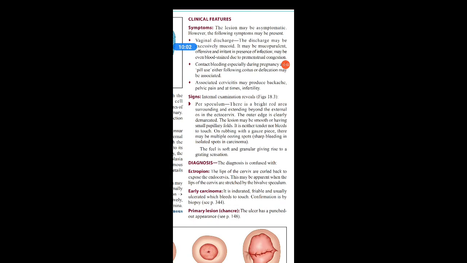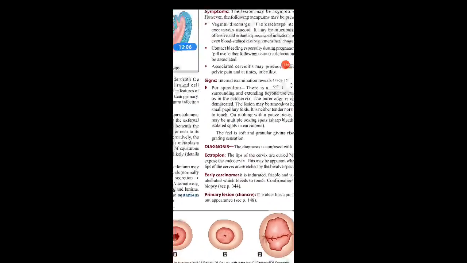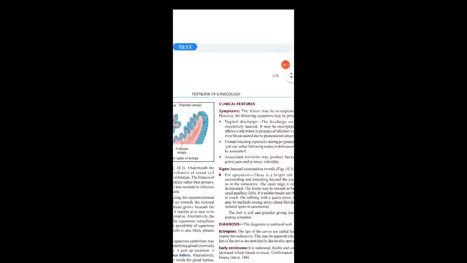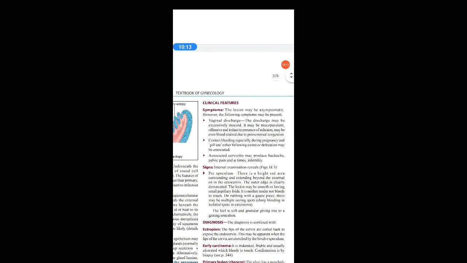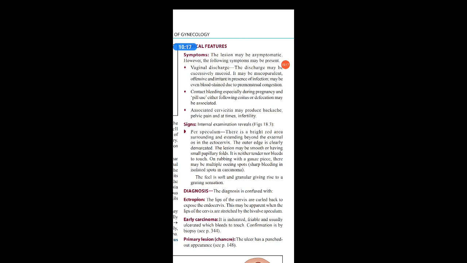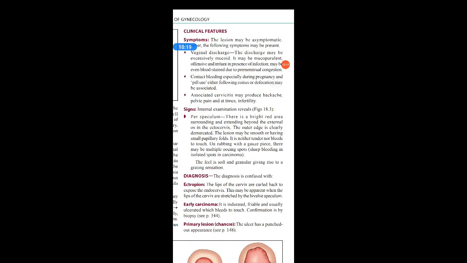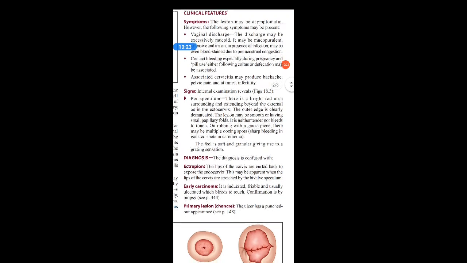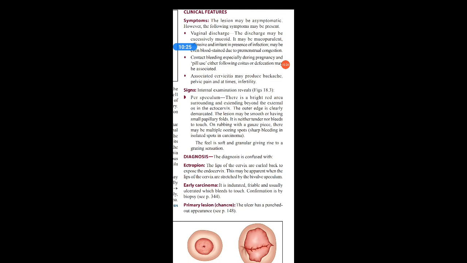On per speculum, there is a bright red area surrounding and extending beyond the external os in the ectocervix. You can see the bright red area around the external os, extending beyond it and surrounding it. The outer edge is clearly demarcated. The lesion may be smooth or have small papillary folds.